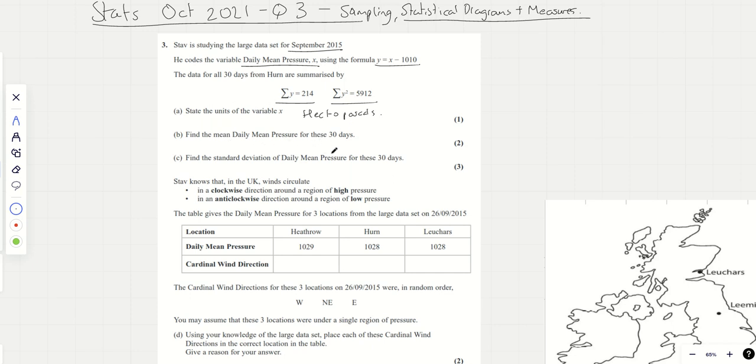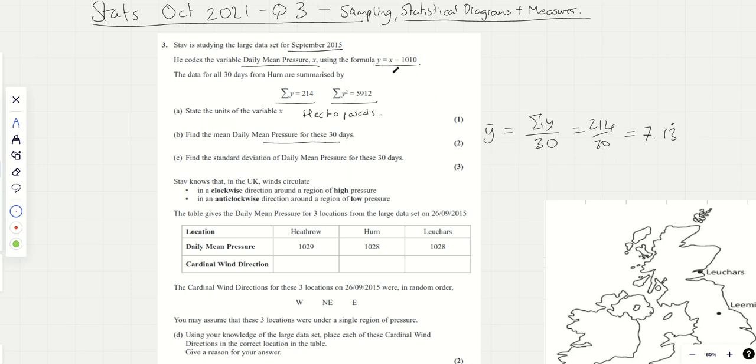Find the daily mean pressure for these 30 days. Okay, right, well, we've got to remember that y is the coded data, so if we want to find the daily mean pressure, we will have to think about the linear code at the end. But firstly, let's find the mean for y. Let's just do y bar. Y bar is just going to be the sum of y over 30. So that's 214 over 30. And that comes to 7.133 reoccurring. But that's the mean for y.